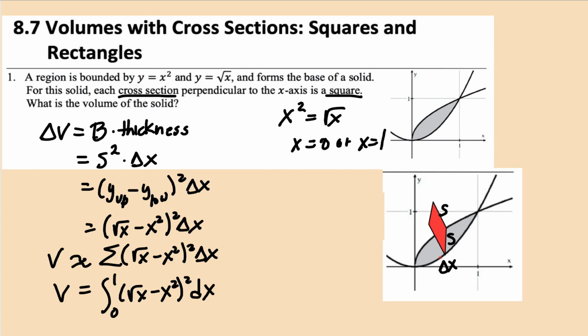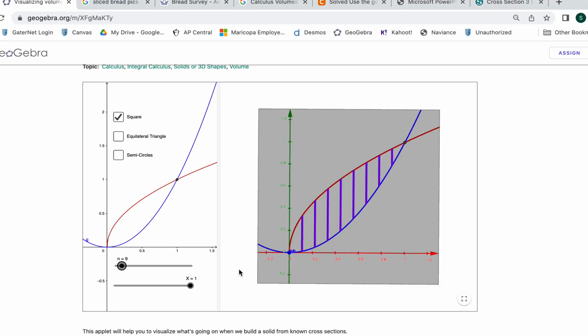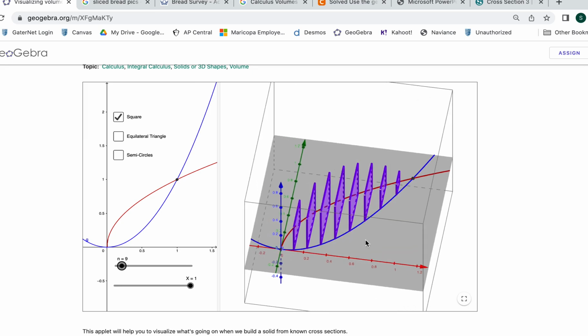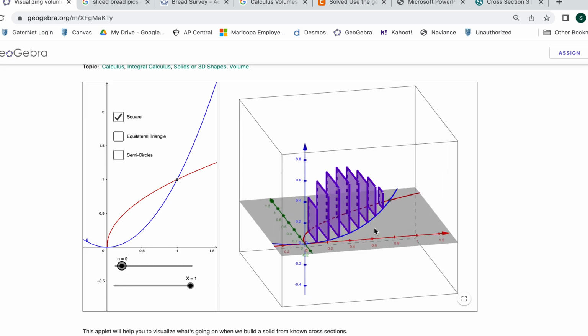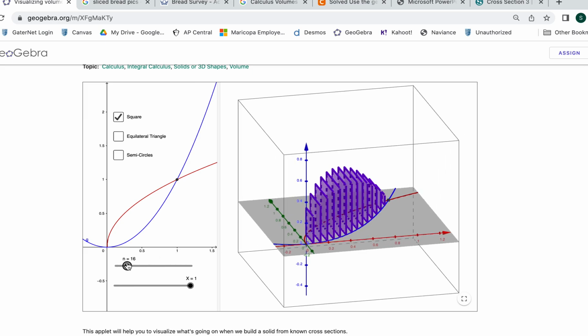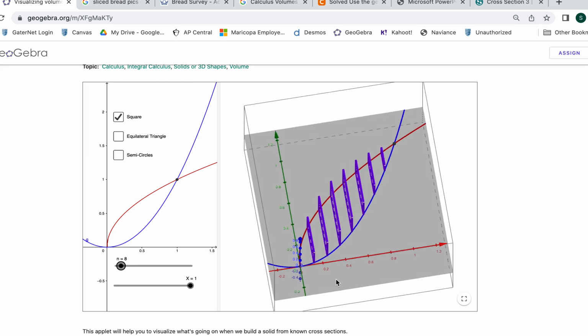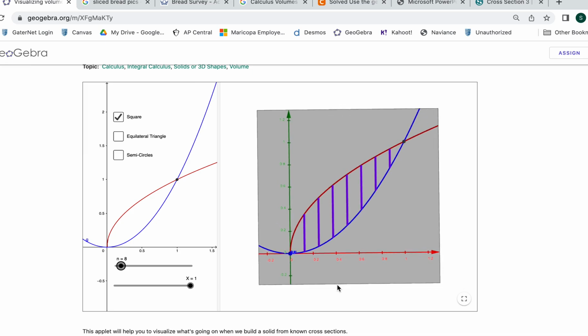That's what we're doing. Let's take a look at a GeoGebra demo. This is the same curves that we were working with, and you can see this is the length right here. This is going to be the side of the square. If I go ahead and turn this, you can actually see the squares in a 3D formation here. And if I increase the number of slices here, you can get a better feel for the volume that's being created by these squares here. And let me go ahead and put this back. I'm going to be referring to it again.